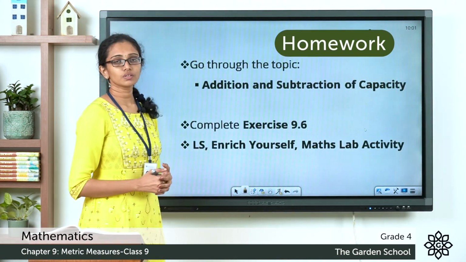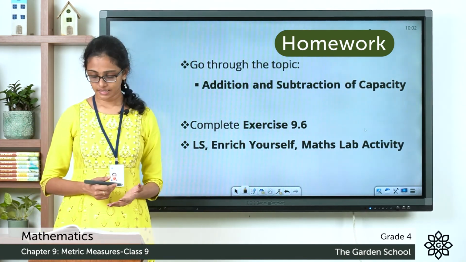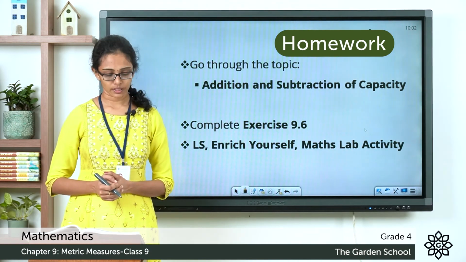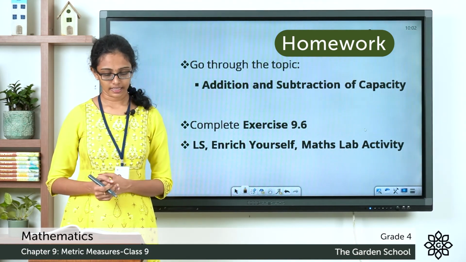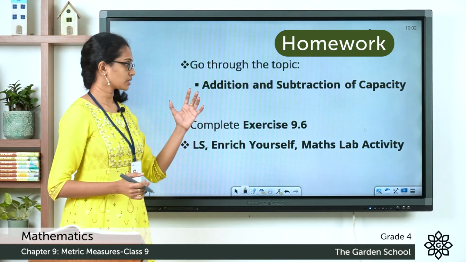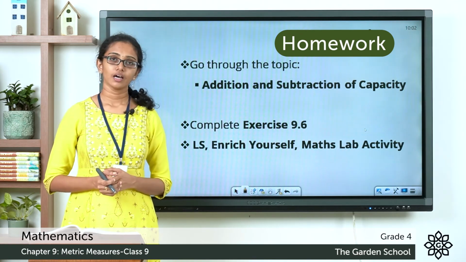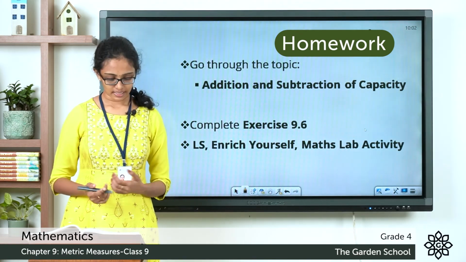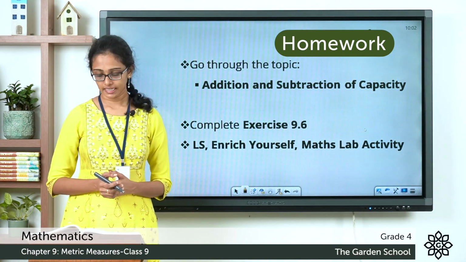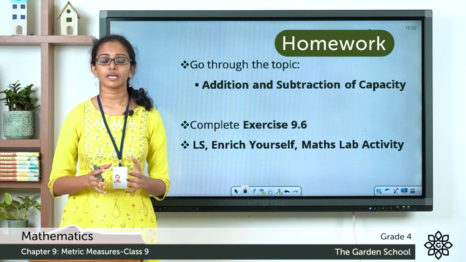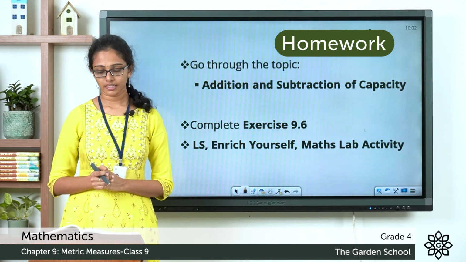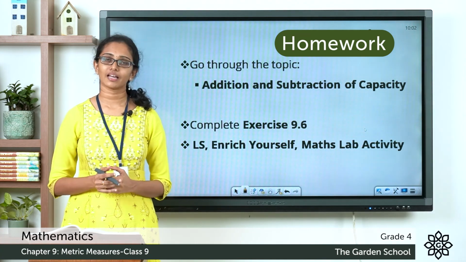Now you have to go through this topic, addition and subtraction of capacity, in page number 135 and 136 of your textbook. And once you have gone through that again, please move on to exercise 9.6. You have to complete all the questions from exercise 9.6 in your notebook. And below the exercise, you can see the heading LS. Please go through that question as well. And on the next page, page number 137, you can read about the genius Blaise Pascal under the heading Enrich Yourself. And there is also a maths lab activity in the same page. Please go through that as well and do accordingly.